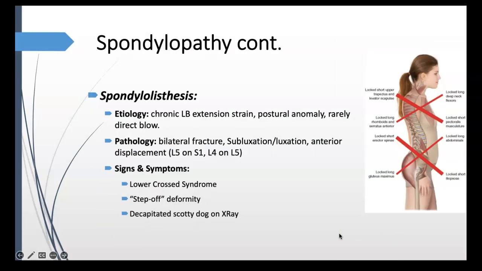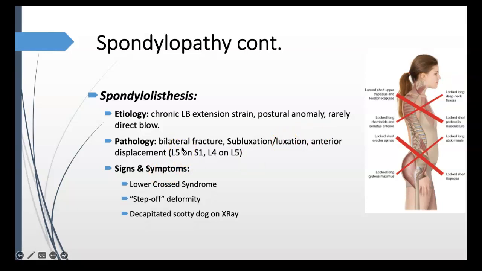Next is the spondylolisthesis. Again, very microtrauma based, it can be a postural anomaly which causes that. So anything that would load the spine, so hyperlordosis might be an example of that. It's rarely as a result of a direct blow. So everything that we're talking about right now is going to be very chronic in nature.